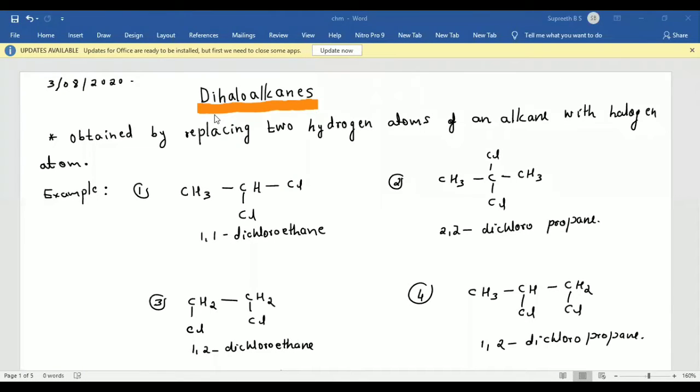Dihaloalkanes. Okay, so the definition: they are obtained by replacing two hydrogen atoms of an alkane with the halogen atom. If you take some example here, the first one is 1,1-dichloroethane. You can observe here that ethane is the molecule, right?